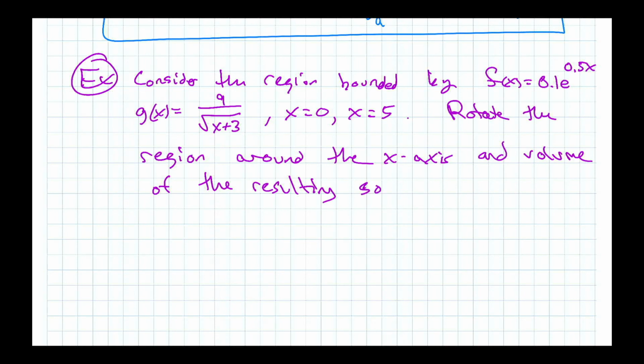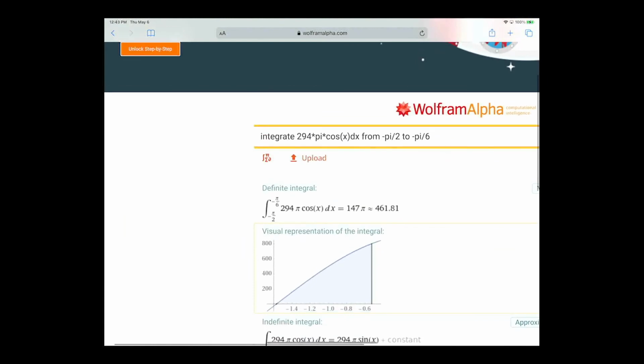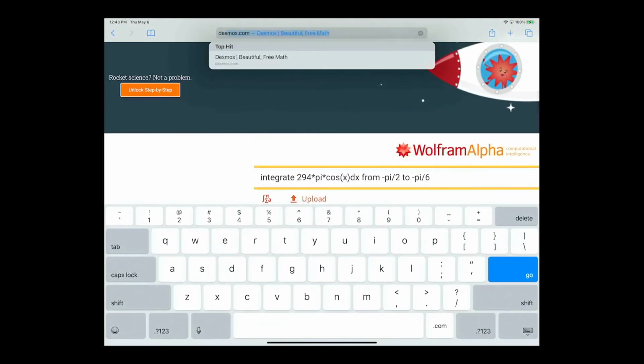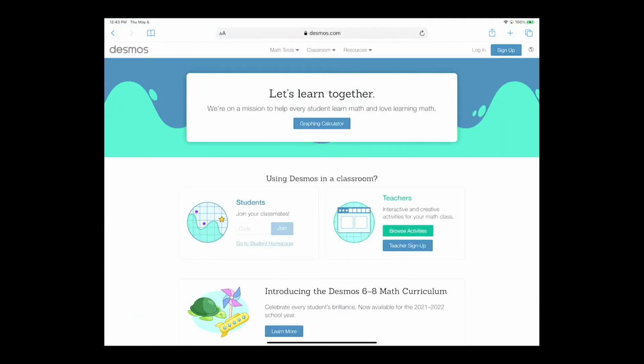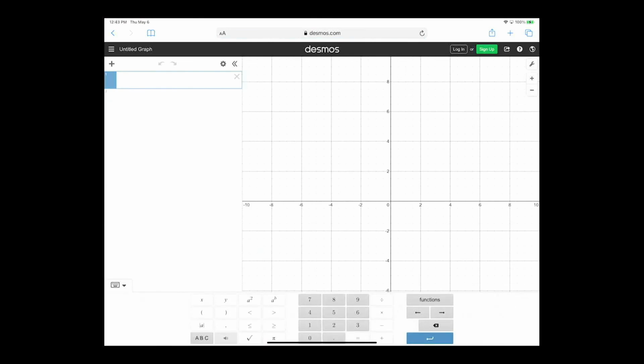And it's a solid of revolution still. All right, so you've got to know which curve is on top. In order to know that, you could graph them. We're looking between x equals 0 and x equals 5. You do have to know which one's on top in order to do this. So Desmos may be a better place to do that. Graphing calculator. So what do we got?